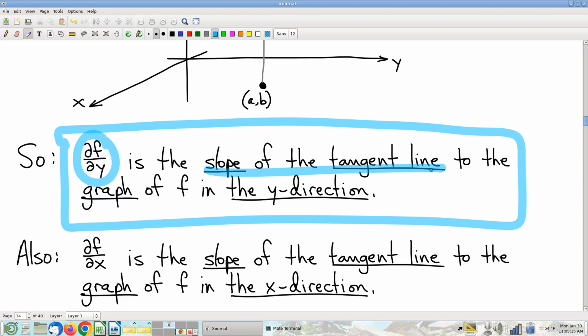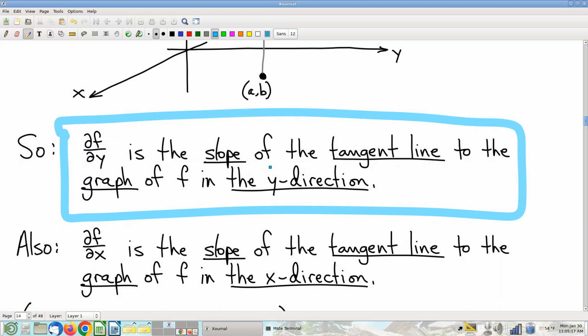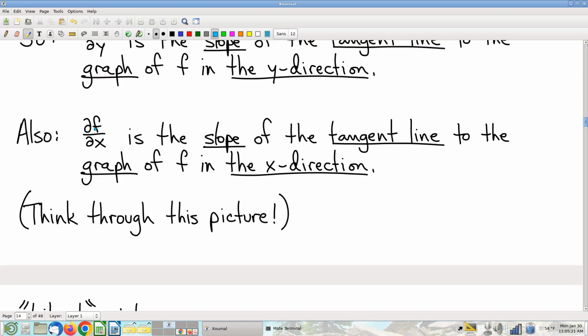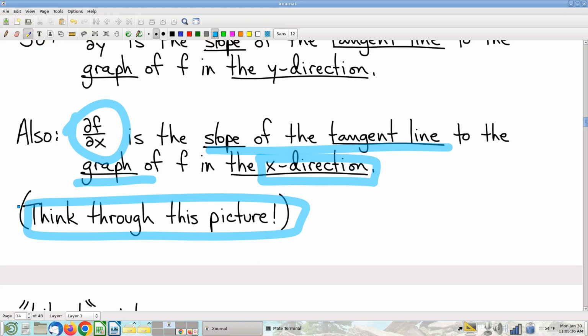So, yeah. Okay, now an exercise I'm going to leave for y'all, just to think it through, is that if you take the partial with respect to x, again, slope of the tangent line to the graph, just like in the previous case, this time in the x direction. I think it's pretty easy, but I think it's a great exercise to think through that picture. So give that a look.